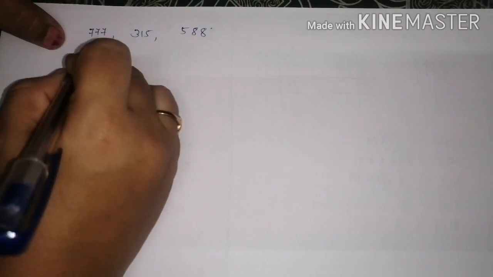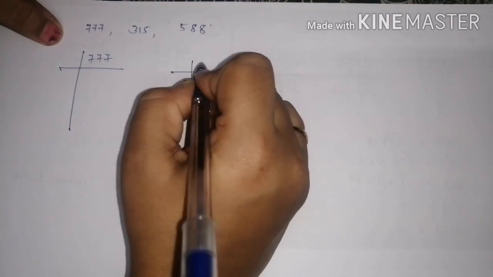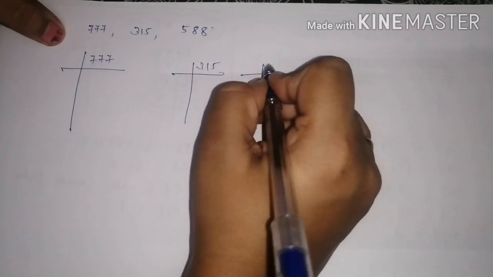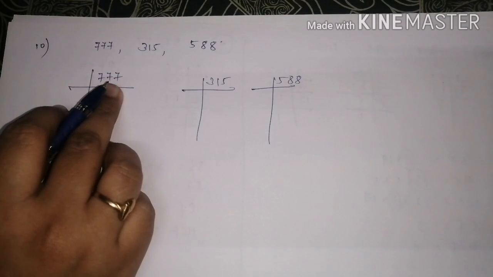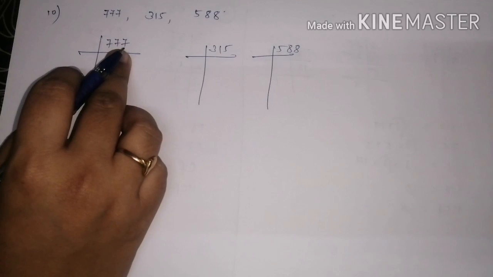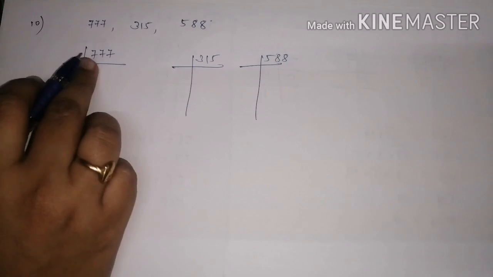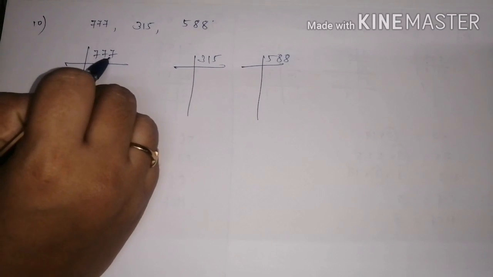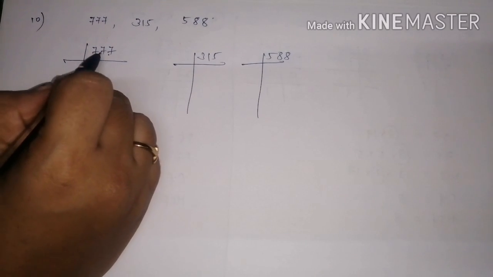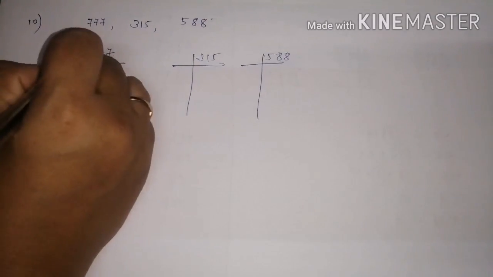777, 315, 588. Let's find out their factors one by one. Now 777, it will definitely divide by 3. It will not get divided by 2. Let's add the digits. 7 plus 7 is 14, 14 plus 7 is 21. It will get divided by 3.